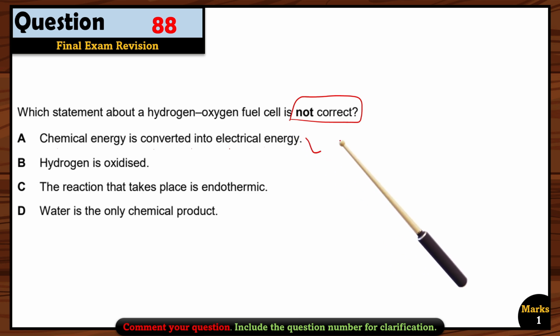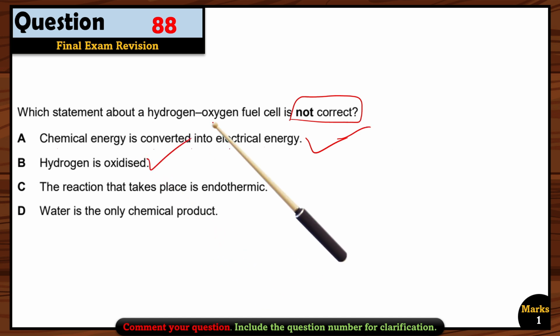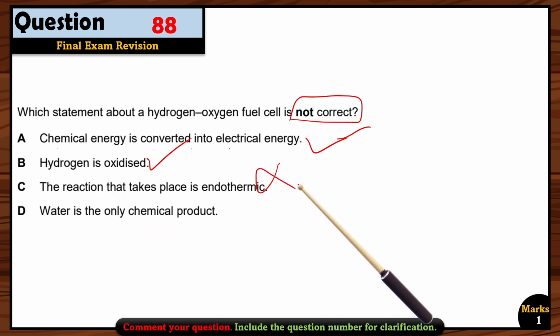Yes, that's right. Because the chemical reaction of H2 and O2 is changing it into electricity, right? Hydrogen is oxidized. Of course, when hydrogen reacts with oxygen, it will gain oxygen, right? So getting oxygen is also an oxidation reaction because it will change into water. So that's right. The reaction that takes place is endothermic. That's wrong. It's actually highly exothermic. It will produce heat. Endothermic needs the heat.